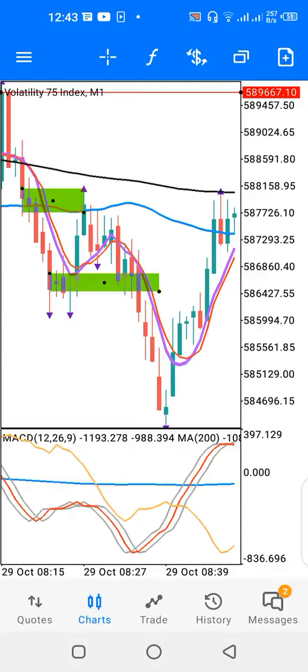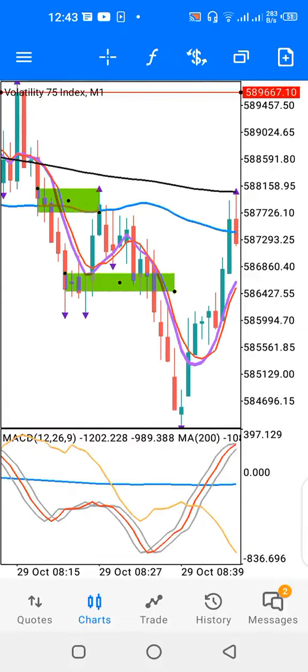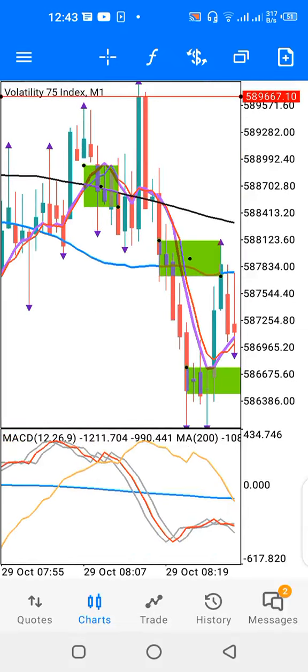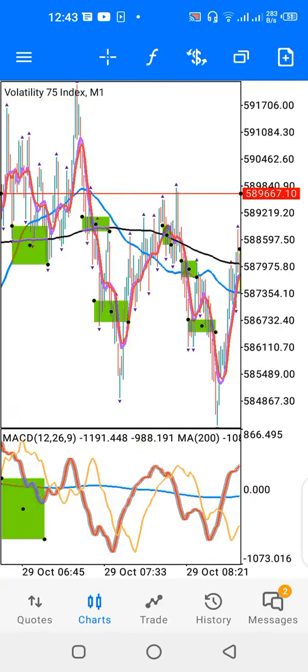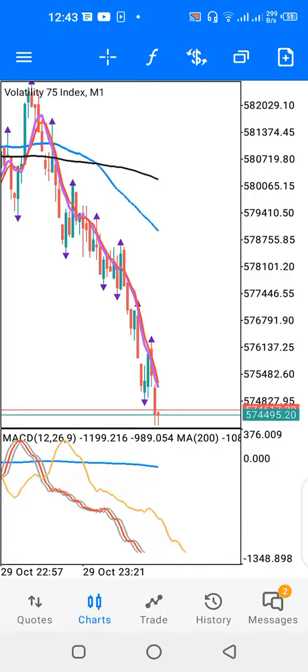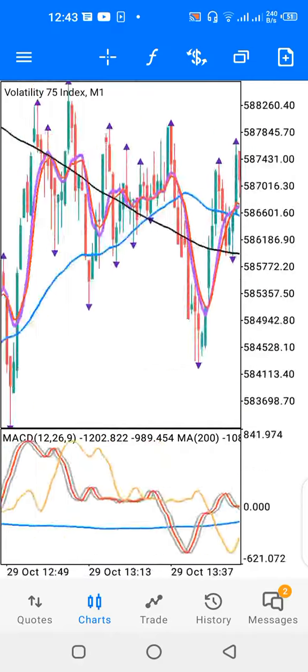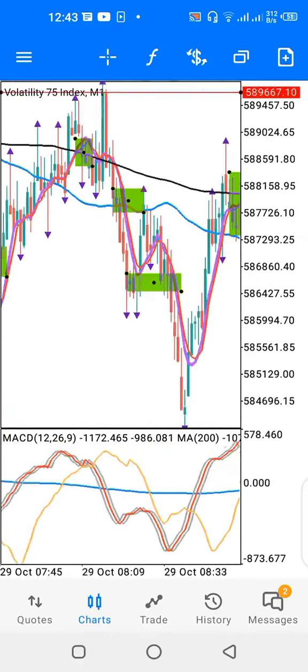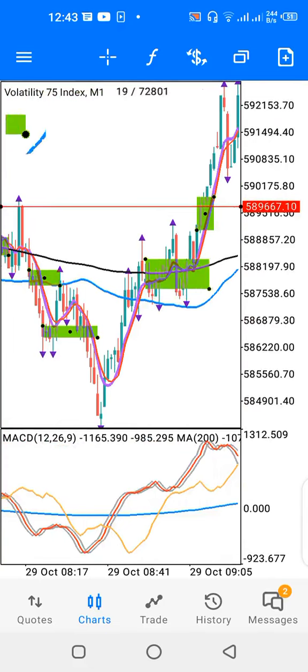So how does the combination of these indicators work for you to generate signals? Okay, so for you to generate signals, let's look at the generation of a bearish signal around here. So if you have a bearish signal like we have, just a minute. Okay, let's look at this bullish signal around here.